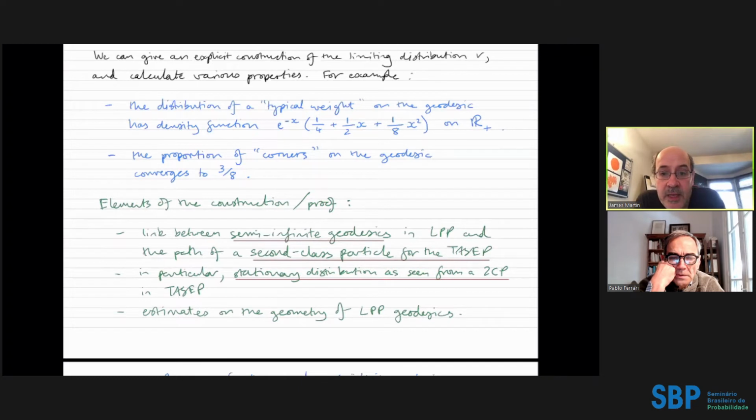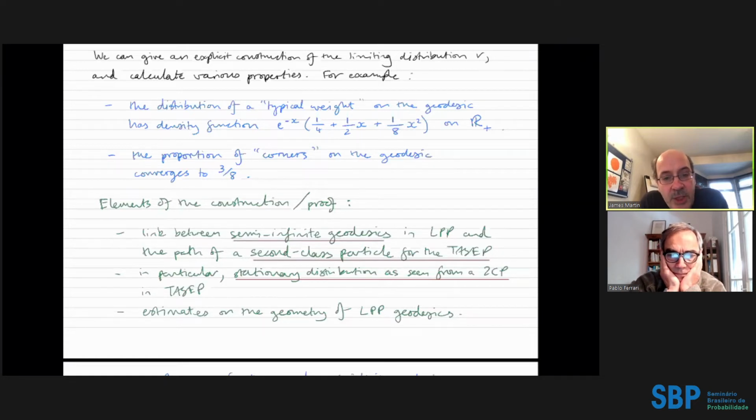We can get the distribution of a typical weight on the geodesic. So if you take the empirical distribution of all the weights on the geodesic from 0 to nn, you'll get a distribution which converges to the thing with this density function here. So this is some mixture of gamma distributions. And you can check, if you like, that it's got mean 2, which is what it needs to have.